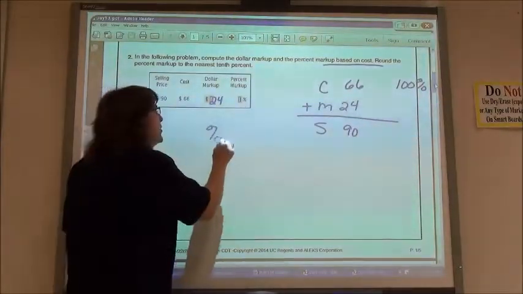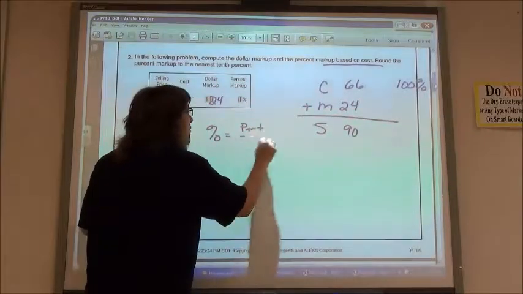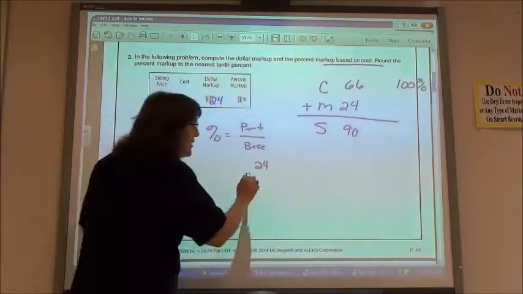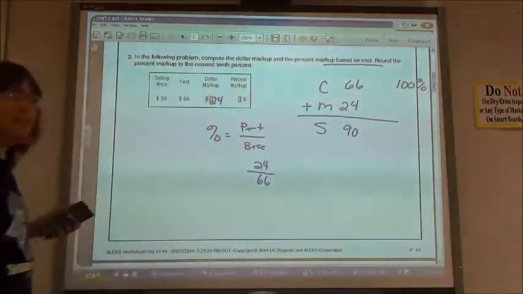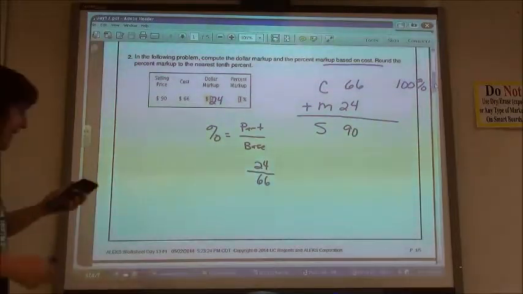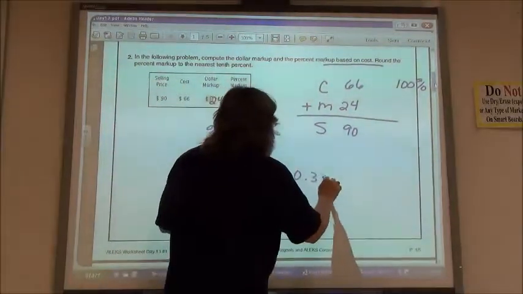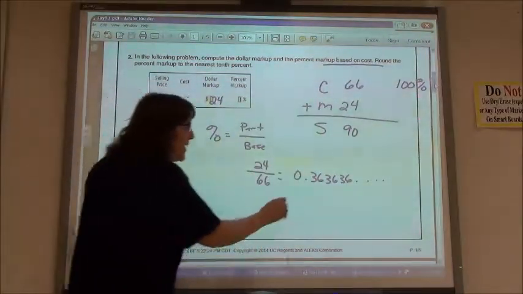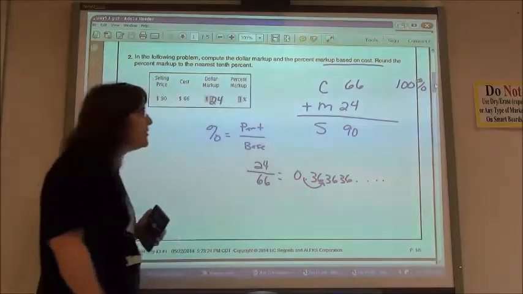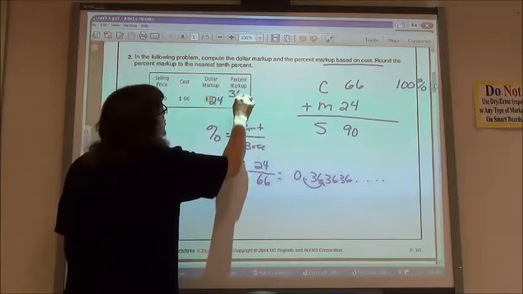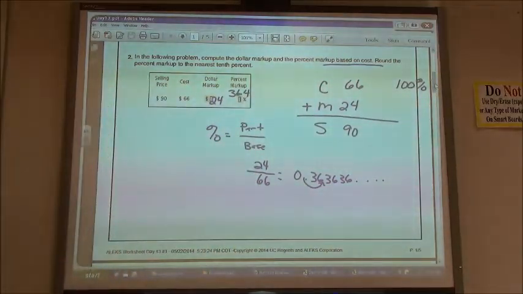So again, the percent is the part over the base. My markup was $24. It's based on the cost. The cost is 66. So 24 over 66, 24 divided by 66 gives me 0.363636. I want to change it to a percent, so I move my decimal 2 places, or times by 100. Since there's a 6 behind here, I have to round that up to 4. So 36.4% would be my percent markup.